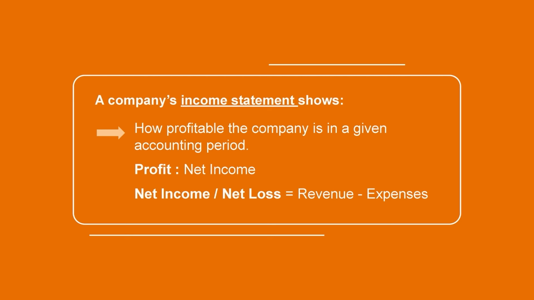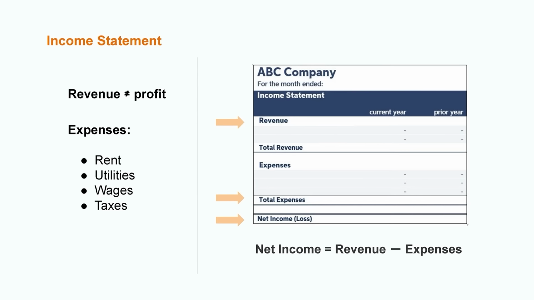The income statement can be broken down into 3 key components and follows the formula revenue minus expenses equals net income, otherwise known as profit. In the event expenses exceed revenue, this would result in a net loss. The first section of the income statement keeps track of all the company's revenue, which is the amount earned for selling goods or services.